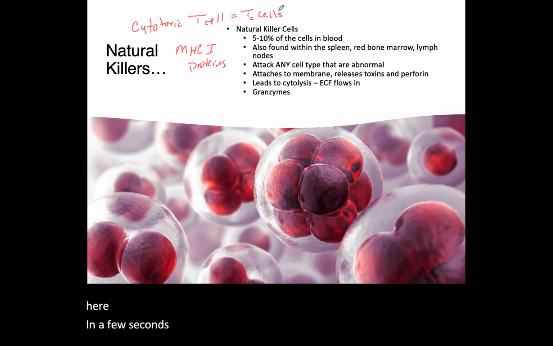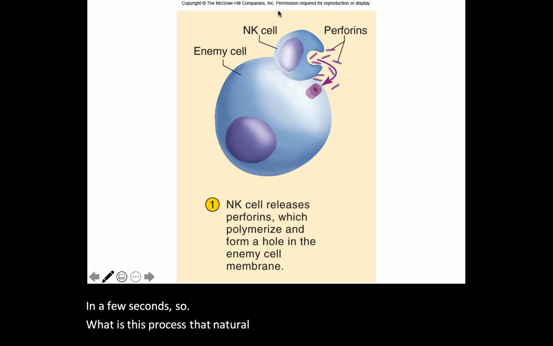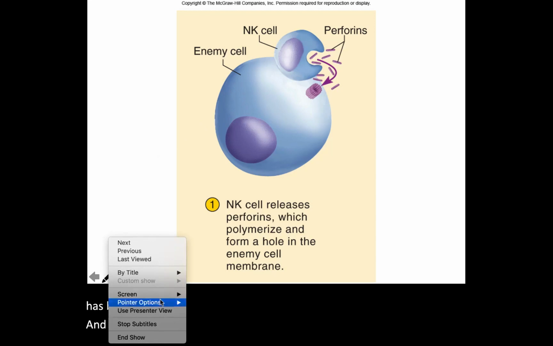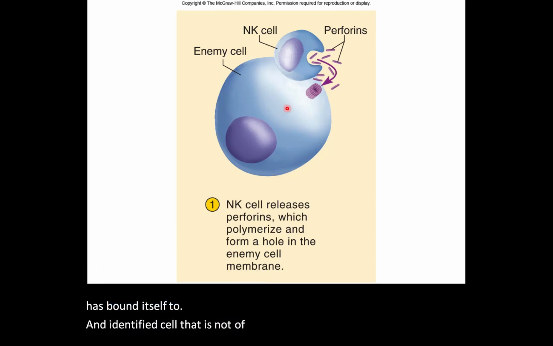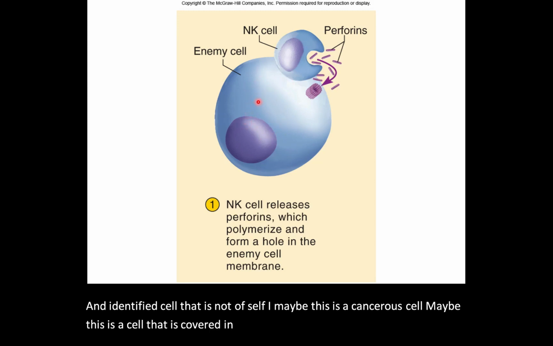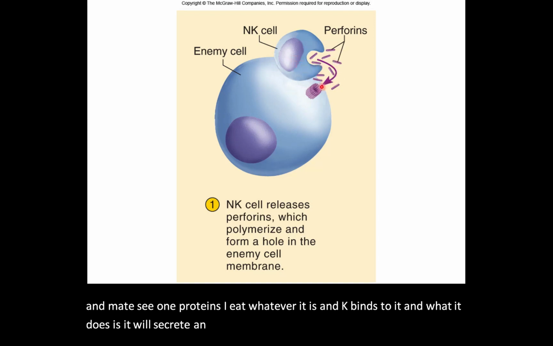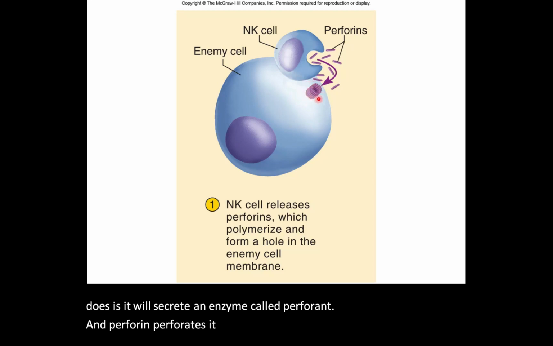So what is this process that natural killer cells use? Well, here's our NK cell, and it has bound itself to an identified cell that is not of self. Maybe this is a cancerous cell. Maybe this is a cell that is covered in antibodies. Maybe this is a cell that is lacking MHC1 proteins. Whatever it is, NK binds to it. And what it does is it will secrete an enzyme called perforin. And perforin perforates, it puts a hole into the membrane of this marked cell.